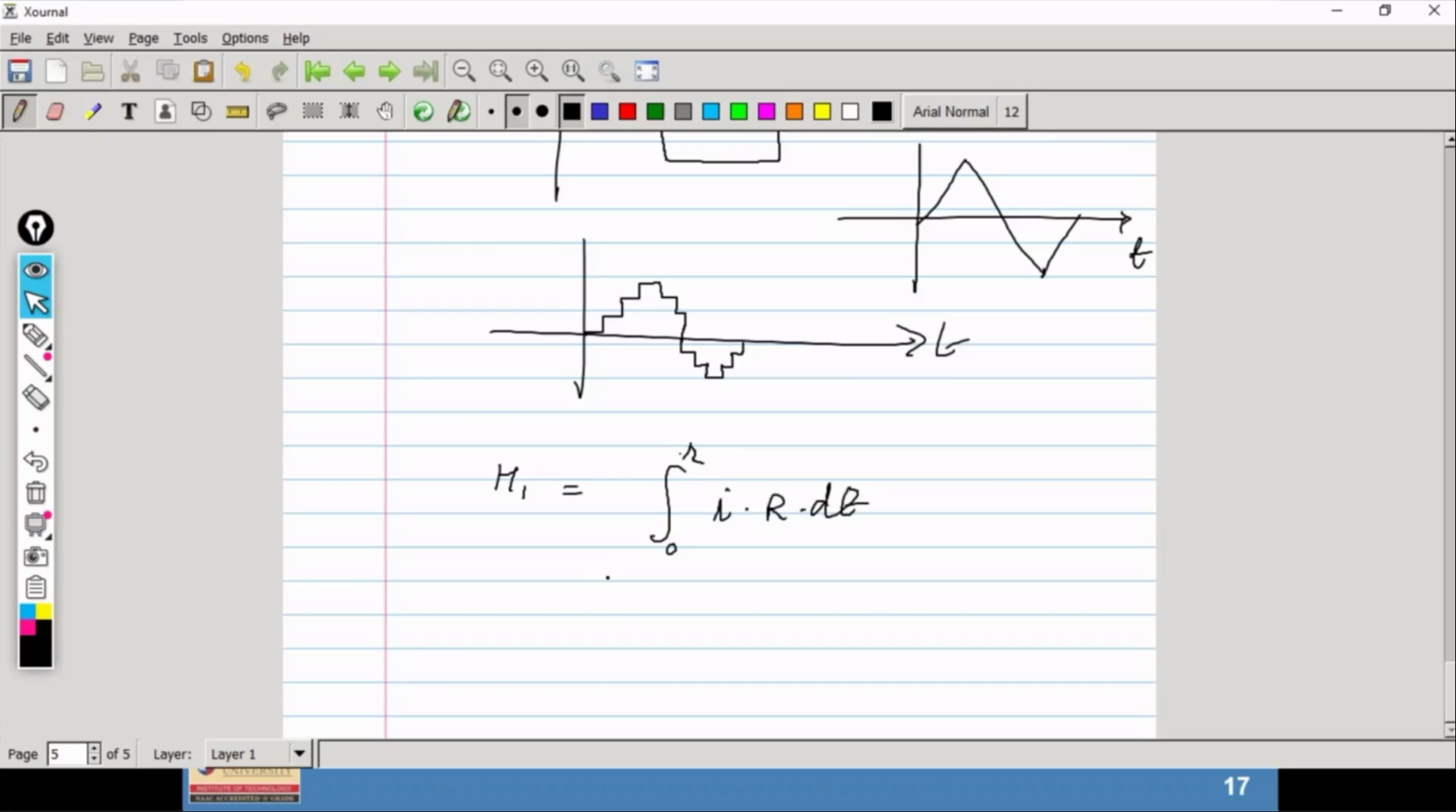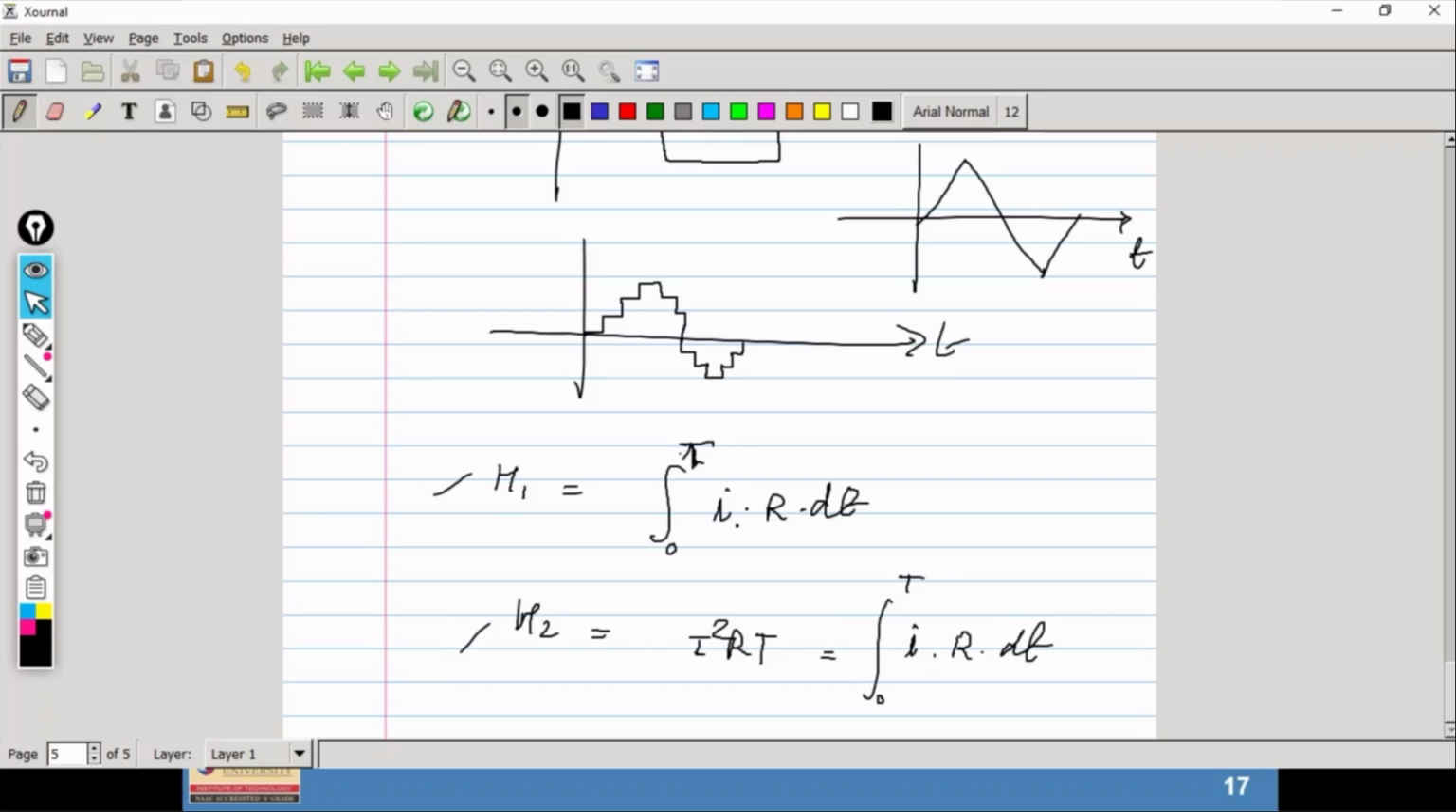And finally, for the time period T, another expression of H2 could be I square RT. Fine. So these are the two different heats produced by two different circuits. Equating these two, we can write I square RT is equal to the integral from 0 to T, where T is the time period, of I square into R into dt.